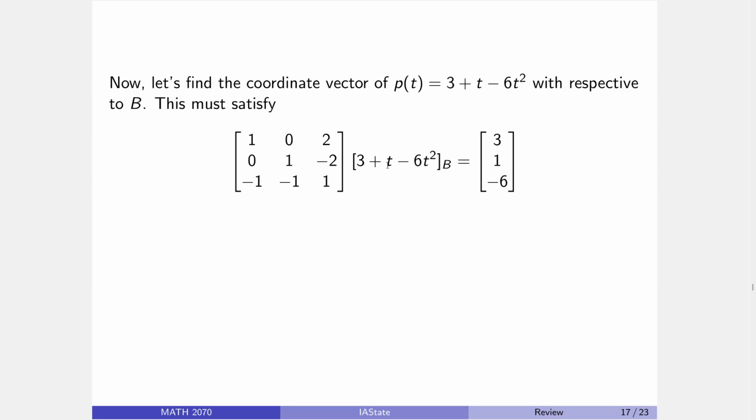And thus you need to simply solve for this vector by any means necessary, so you can get the inverse and multiply by it. You can set up the augmented matrix and perform the row ops, and solving it will yield 7, -3, -2, and thus we've got our coordinate vector. And hey, there we go. Good stuff.